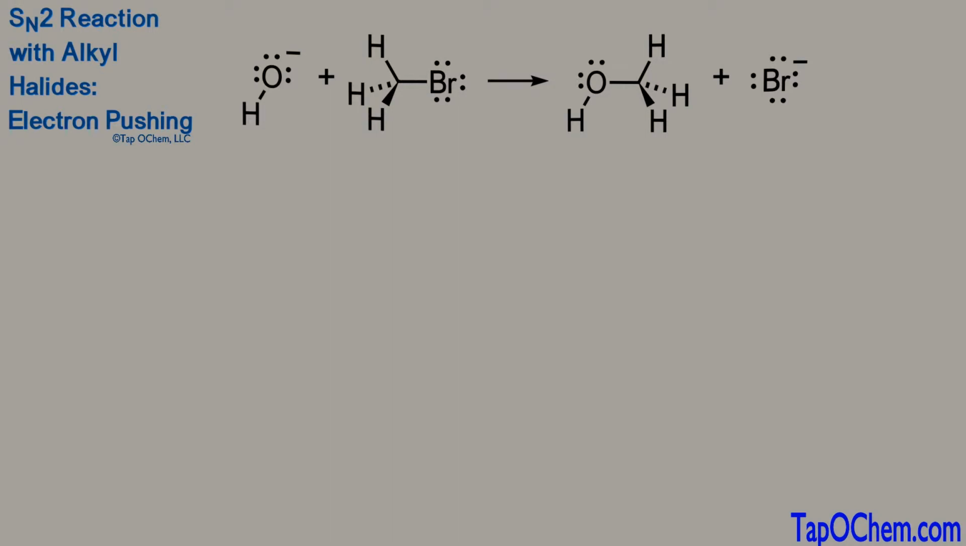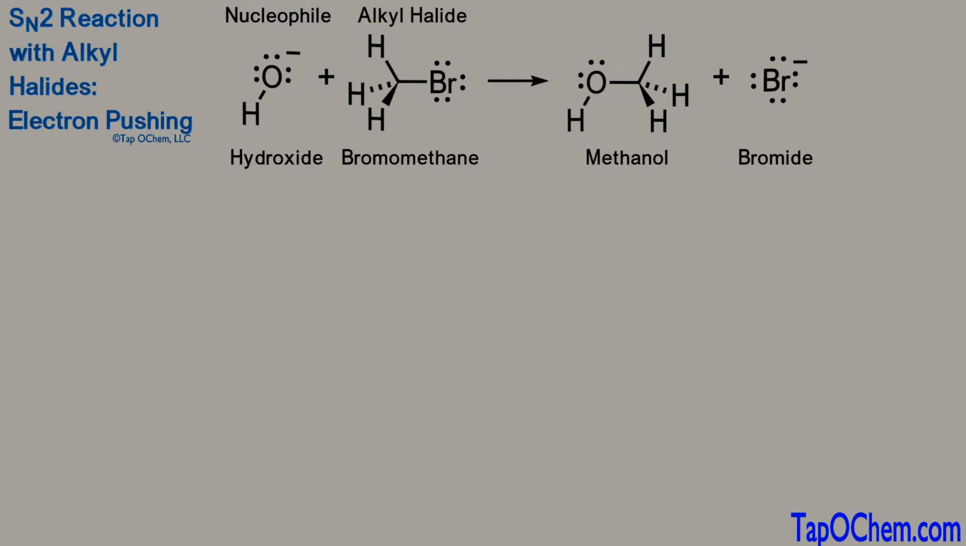Hi, welcome to this discussion on electron pushing in an SN2 reaction between a nucleophile and an alkyl halide. We will focus our attention on one of the simplest nucleophilic substitution examples, the reaction between hydroxide and bromomethane to give methanol and bromide.